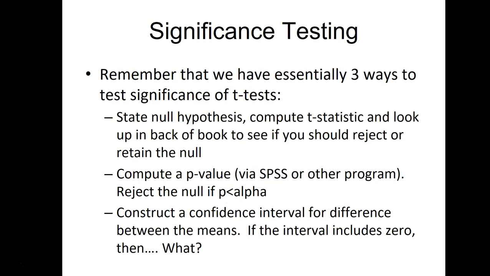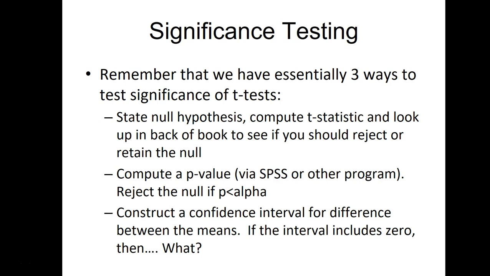Right, let's talk about significance testing. Significance testing is, again, figuring out if your sample is atypical or not. How far along that normal curve is your sample? Is it less or greater than 0.05? So this is how you do it. There are 3 stages. First, you state your null hypothesis. Then you compute the t-test, or whatever test you're doing, and then you look up in the back of the book to see if you should reject or retain the null.